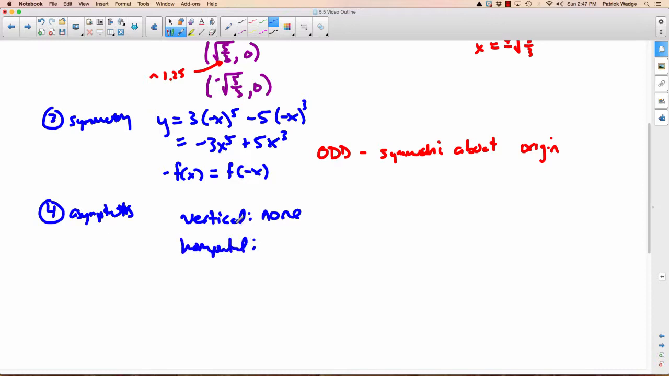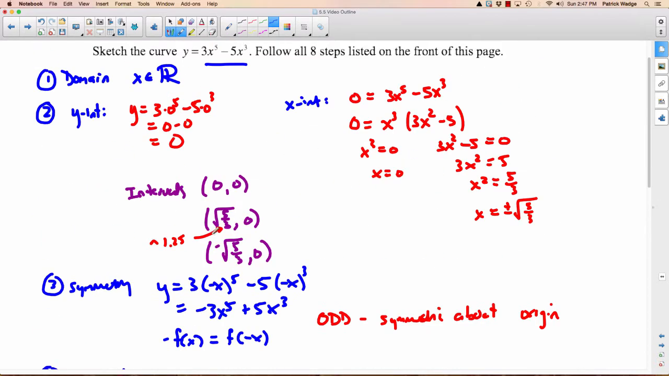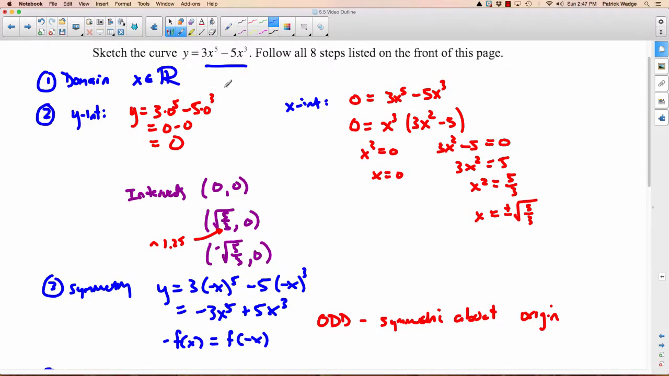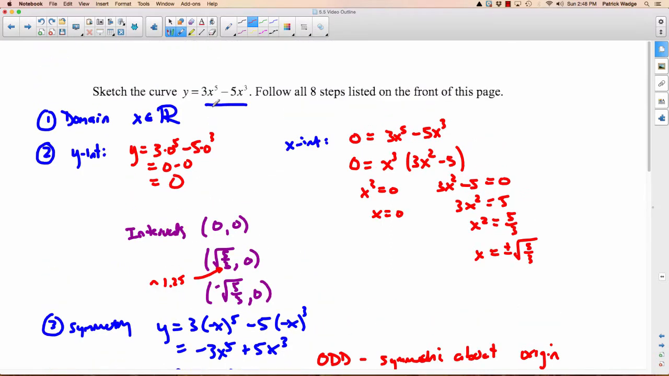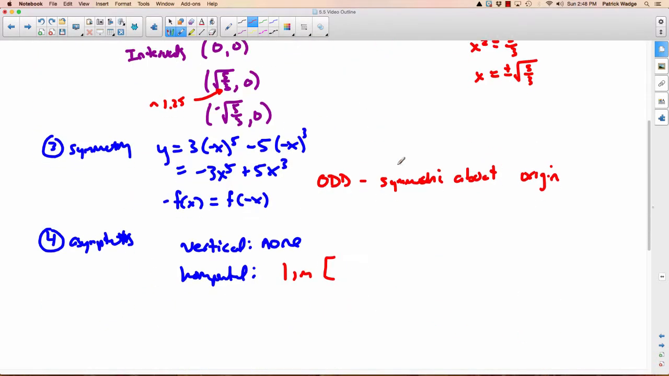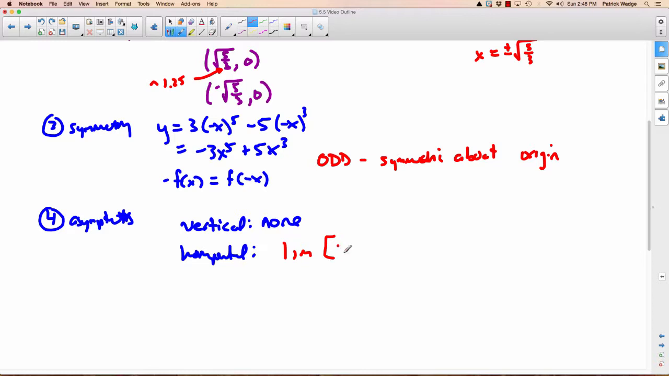For horizontal asymptote, we want to see what happens when we plug infinity or negative infinity into this function right here. So let's figure out the limit of this function, but let's start by factoring out an x cubed, just like we did here. So we have x cubed and then 3x squared minus 5. We want to know the limit of that as x approaches infinity.